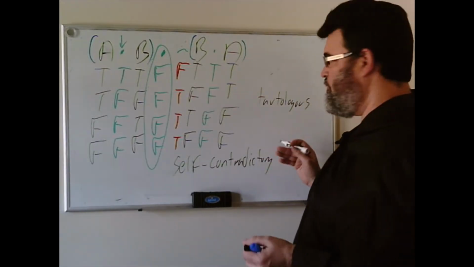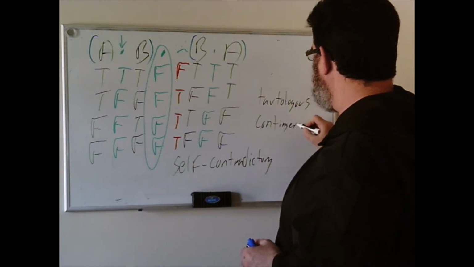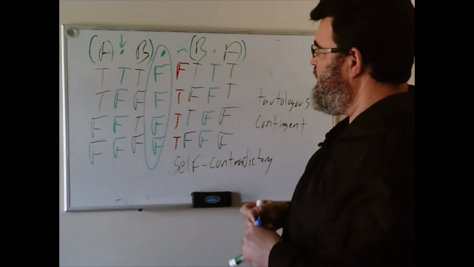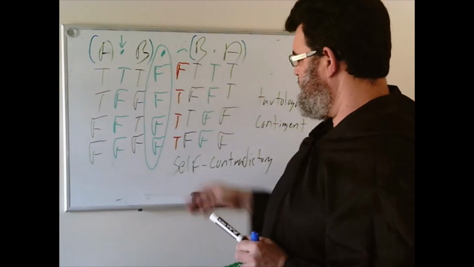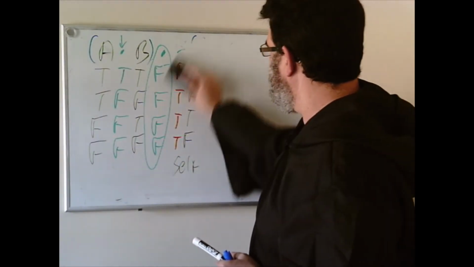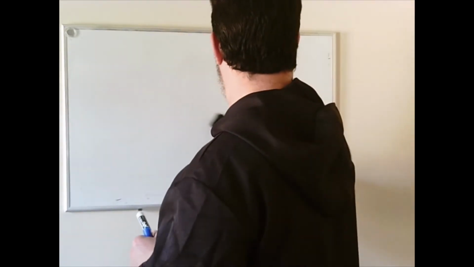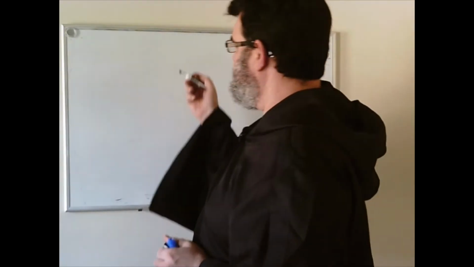A single proposition can be one of three things: self-contradictory, it can be tautologous, as I said before, and it can also be contingent. And it's contingent if the final column is a mixture of trues and falses. Let's see what that might look like. Let's try one with three letters.